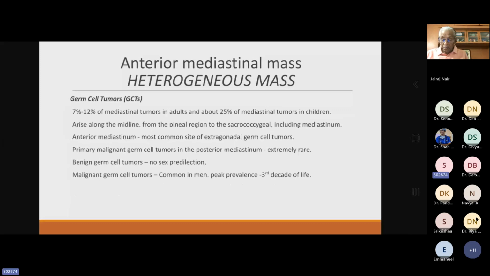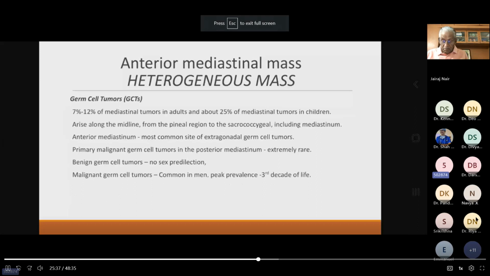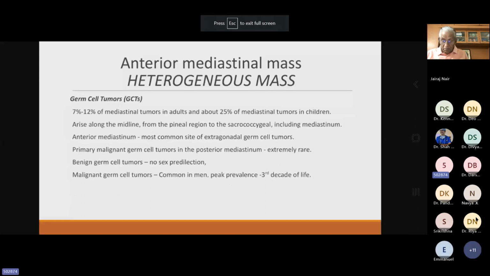Germ cell tumors. 7 to 12% of mediastinal tumors in adults and about 25% in children are germ cell tumors. They arise along the midline from the perineal region to the sacrococcygeal region, including the mediastinum. The anterior mediastinum is the most common site of extragonadal germ cell tumors. Primary tumors are very rare. Benign germ cell tumors have no sex predilection, while malignant tumors are more commonly seen in men with peak prevalence in the third decade of life.